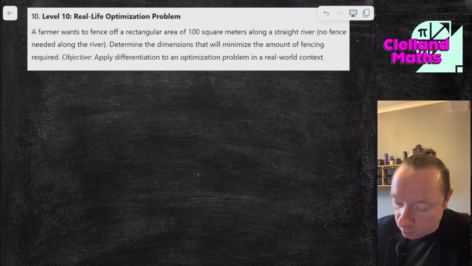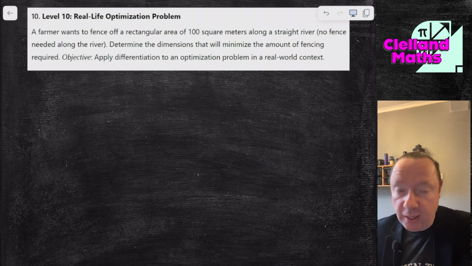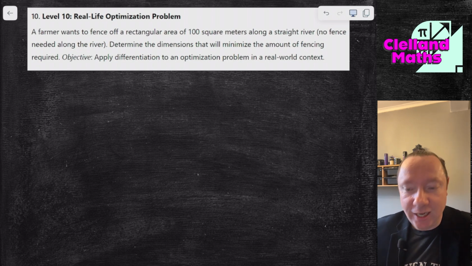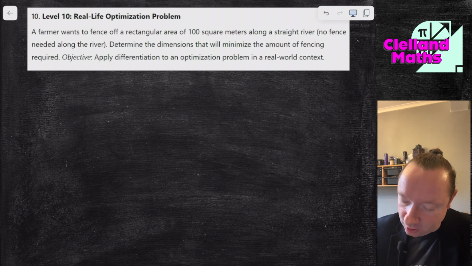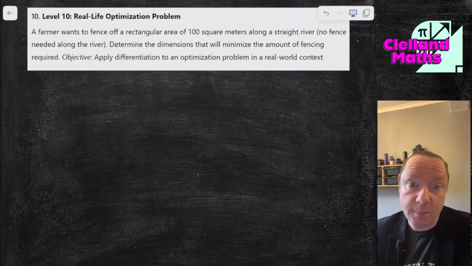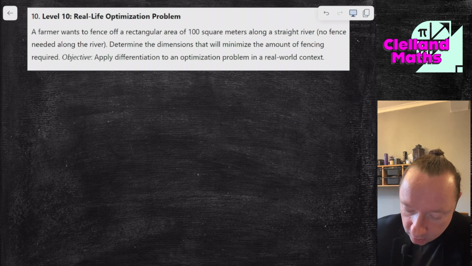Apply differentiation to optimize problem in a real life context. An even harder optimization problem. It doesn't even give us a shape. It tells us it's a rectangle. It doesn't show a picture. I don't think Chat GPT can do pictures. Maybe it can, but maybe it can't do maths pictures. Let's just sketch this out.